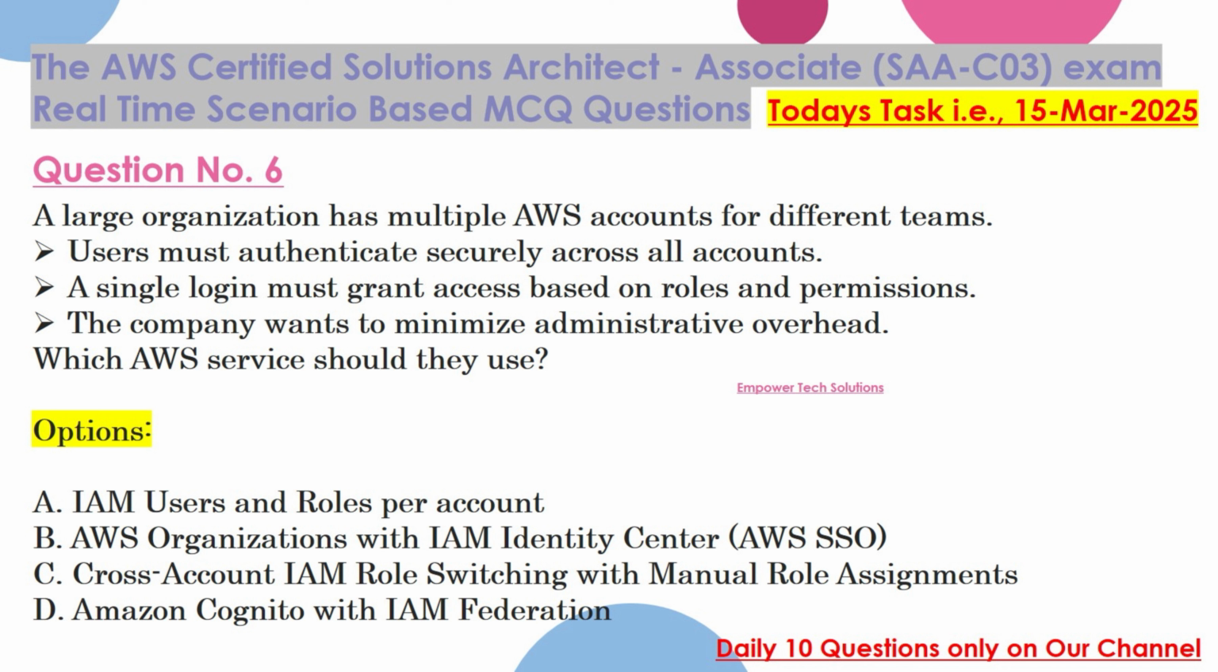The company wants to minimize administrative overhead. Which AWS service should they use? Options: A. IAM users and roles per account. B. AWS Organizations with IAM Identity Center, AWS SSO. C. Cross-account IAM role switching with manual role assignments. D. Amazon Cognito with IAM Federation.